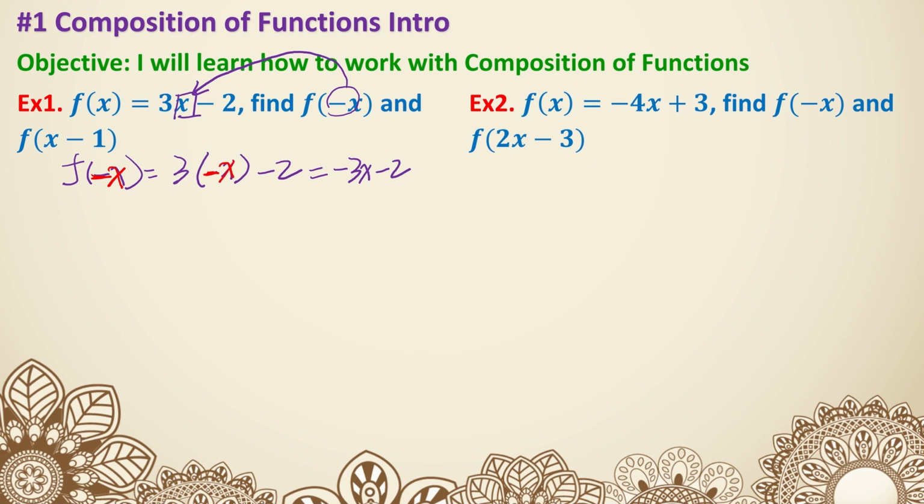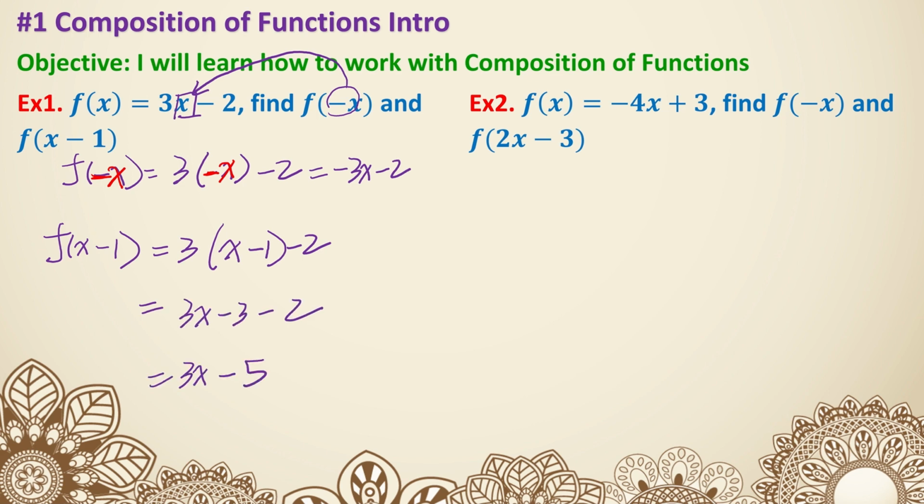Same idea. Next, f of x minus 1, that means wherever we see x originally is going to be replaced with x minus 1. And then we keep simplifying. So it's 3x minus 3 minus 2, which is 3x minus 5. There you go. That's example 1.